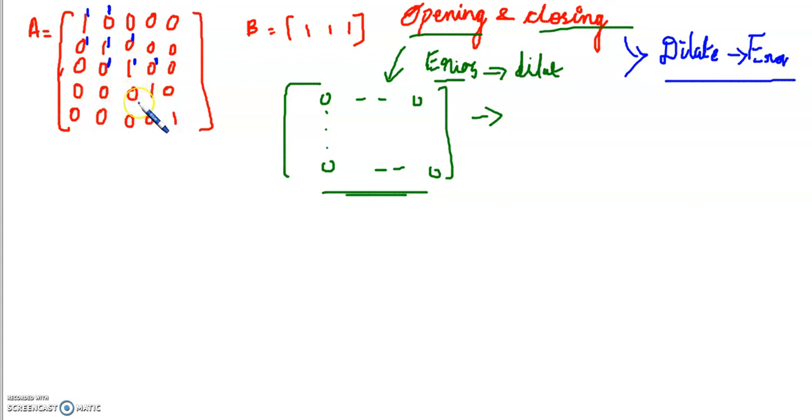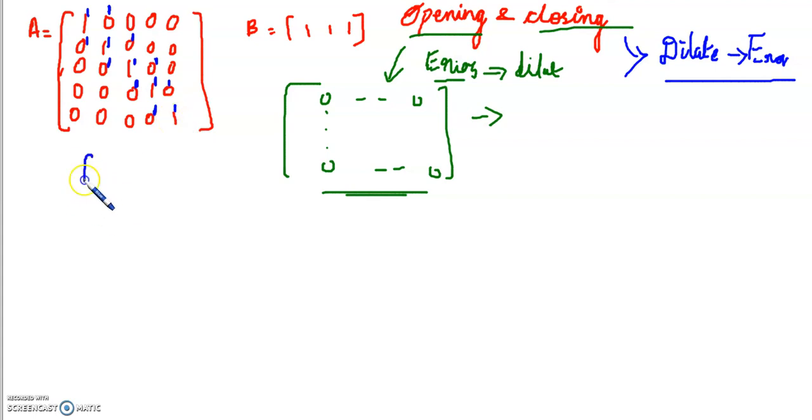Similarly, when I consider this row, when I place this as the center, there will be an overlap. When I place this as the center, there will be overlap. When I place this as the center, again there will be overlap with the left one. Similarly, when I take this as the center, there will be overlap with the right one. When I take this as the center, there will be overlap with the center one.